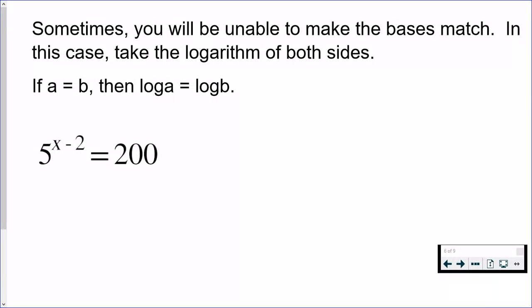If you can't, and honestly, even if you can, you do have this option, but if you absolutely can't get those bases to match, what you can do is just take the log of both sides. So you can see it says if A equals B, then log of A is equal to log of B. What that means is I'm just going to take the log of both sides. This first step is very easy. All you have to do is write the word log on both sides of the equation.